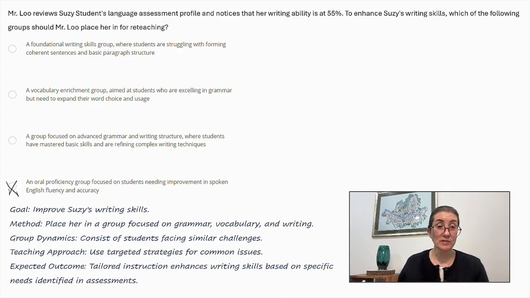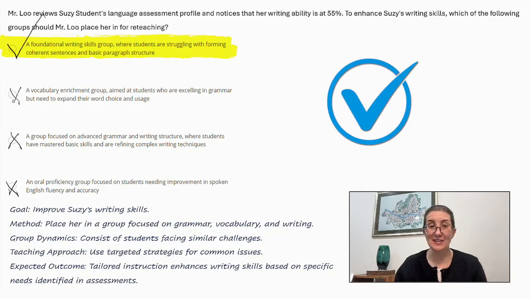A group focused on advanced grammar and writing structure where students have mastered basic skills and are refining complex writing techniques. We know this is not the case with Susie. A vocabulary enrichment group aimed at students who are excelling in grammar but need help to expand their word choice and usage, and that's not the case with Susie either. A foundational writing skills group where students are struggling with forming coherent sentences and basic paragraph structure. And indeed, this is what Susie needs.